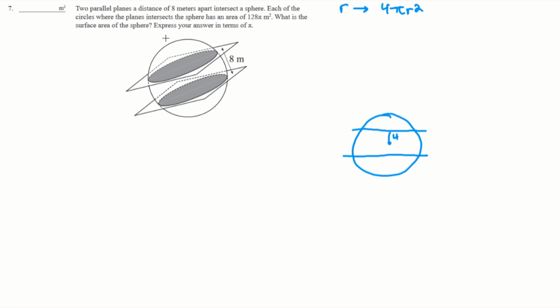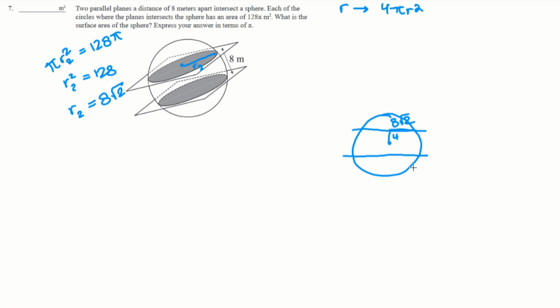And also we're given that the area of each circle is 128 pi meters squared. If you recall, the area of a circle is pi r2 squared, where r2 is the radius of the circle. So pi r2 squared is 128 pi. Well, that means r2 squared is 128, so r2 is 8 root 2. That means the radius of this circle is 8 root 2 meters.